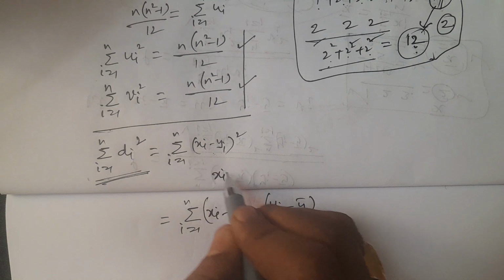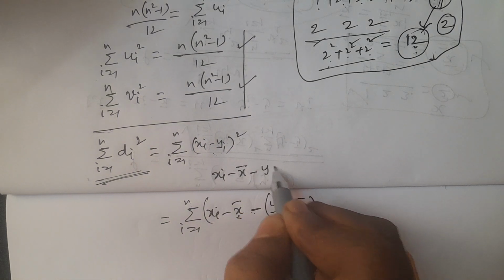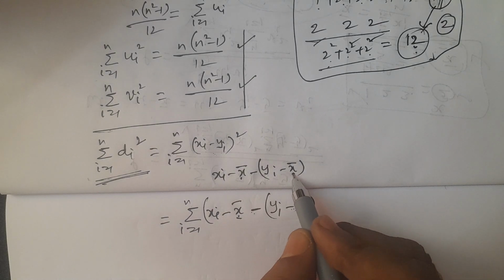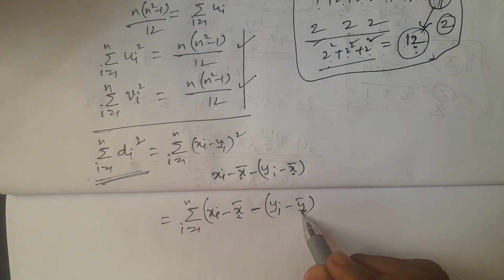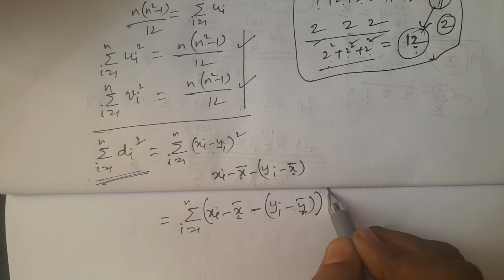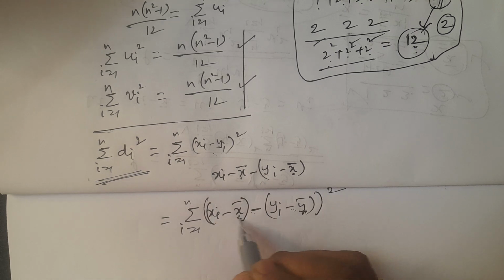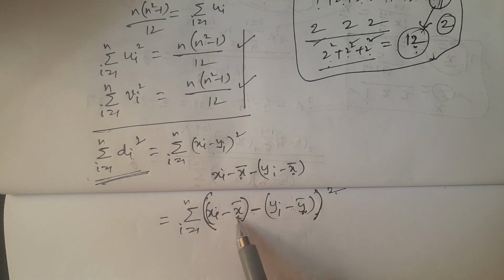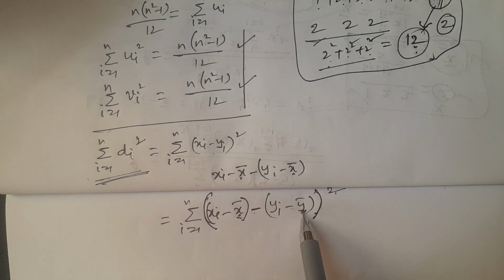Here I write again (xi minus x bar) minus (yi minus x bar), that is minus x bar plus x bar. This x bar I am changing as y bar, right? Whole square. Clear? The whole square. So here subtracted, here added. So xi minus x bar, yi minus y bar.